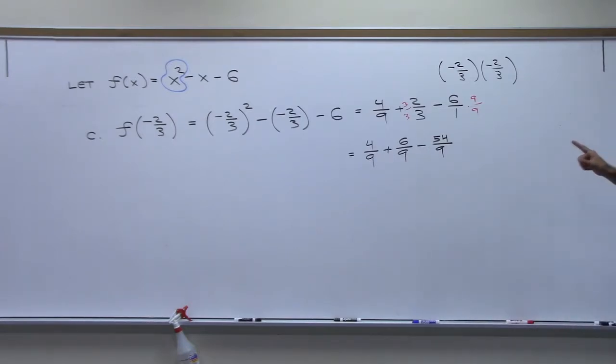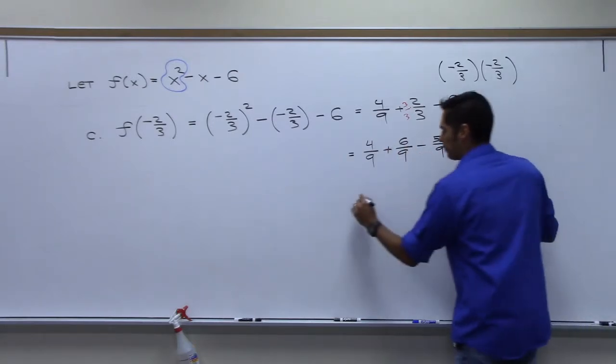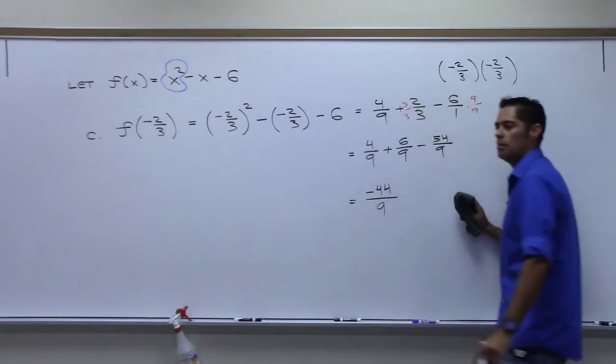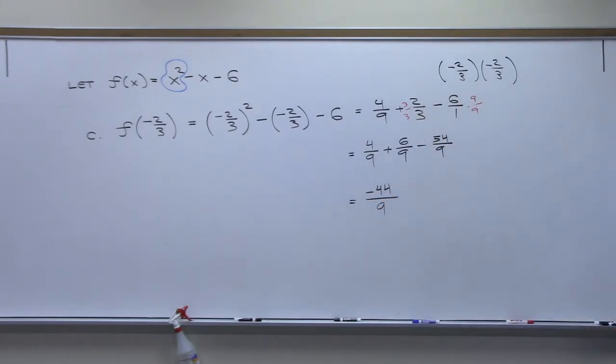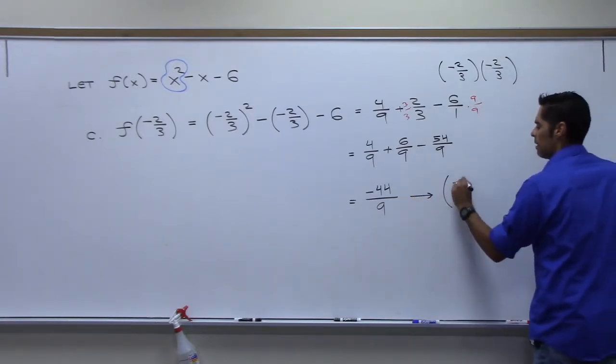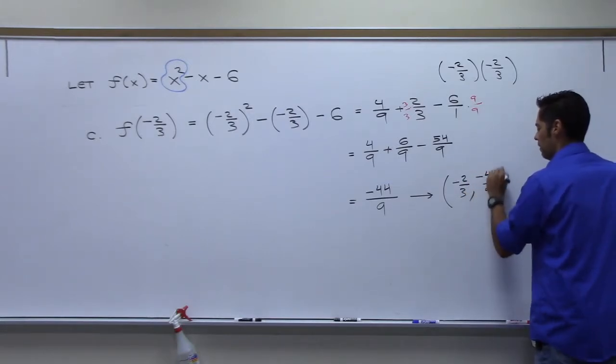6 plus 4 is 10. Take away 54. -44/9. That's it. That's the answer. Unless you can simplify that, I don't think anything goes in there. So that's good. So written as an ordered pair, -2/3 and -44/9.